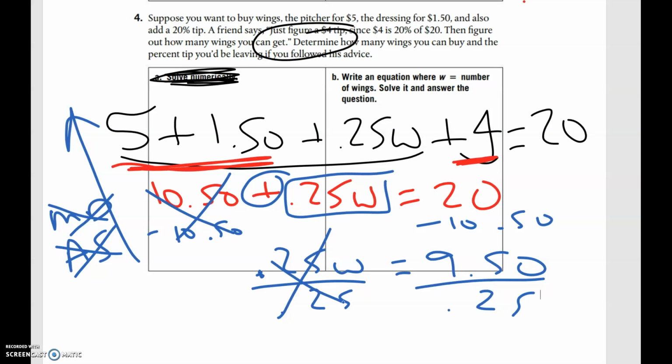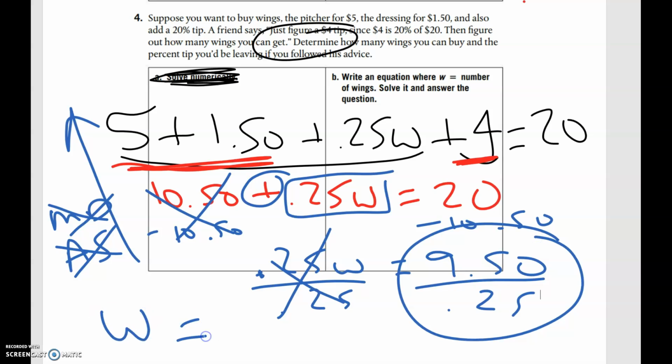All right, so I'm going to take 9.50 divided by 25 cents, and we're going to see how many wings that gives me. And it looks like that's 38. Now, is that exact or not? Let me just double check on my calculator here. So I have $9.50 divided by 25 cents. And it looks like it's still exactly 38, okay?